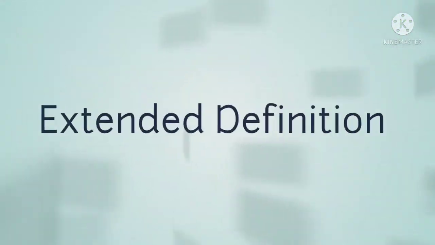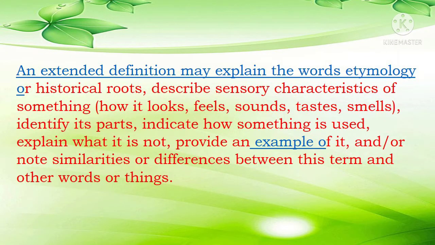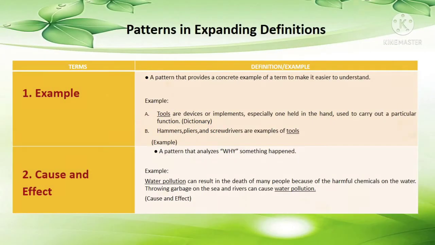This time we are going to tackle an extended definition. When we say extended definition, it may explain the word's etymology or historical roots, describe sensory characteristics of something, how it looks, feels, sounds, tastes, smells, identify its parts, indicate how something is used, explain what it is not, provide an example of it, and or note similarities or differences between this term and other words. There are ways or patterns in expanding definitions.